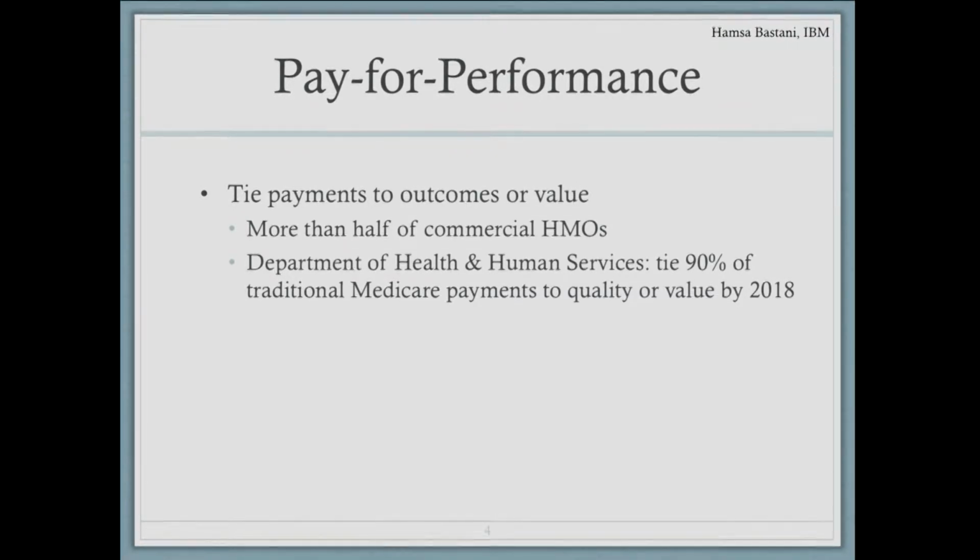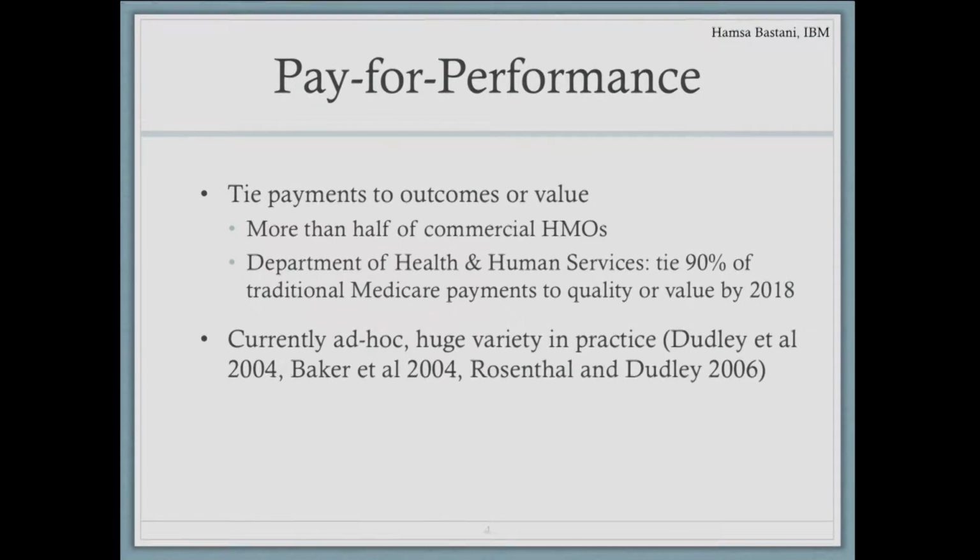More than half of commercial HMOs have adopted these programs, and the Department of Health and Human Services has committed to tying 90% of all traditional Medicare payments to quality or value by the end of this year. So we'll see if that happens. But unfortunately, there's not a lot of guidelines about how to think about designing these pay-for-performance policies. There's a big econ literature on contract theory, but that doesn't necessarily apply to these healthcare policies because there's a lot of institutional constraints, like we'll discuss in a bit.